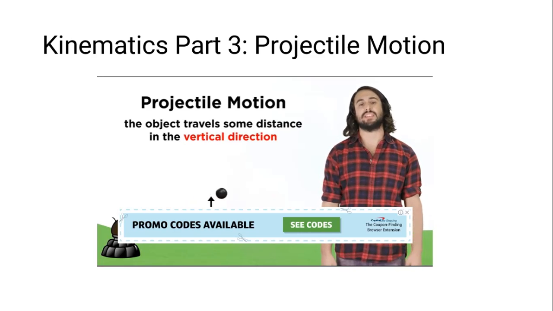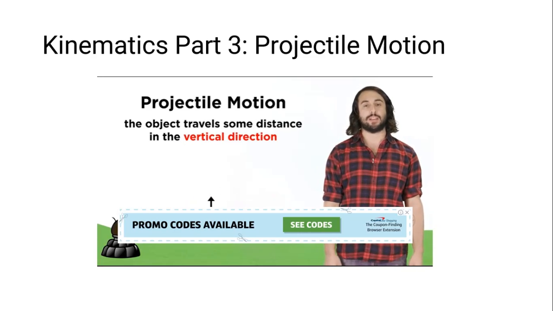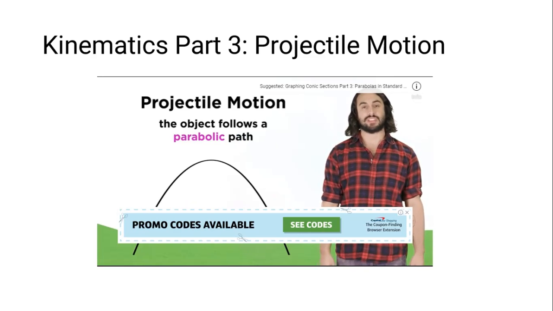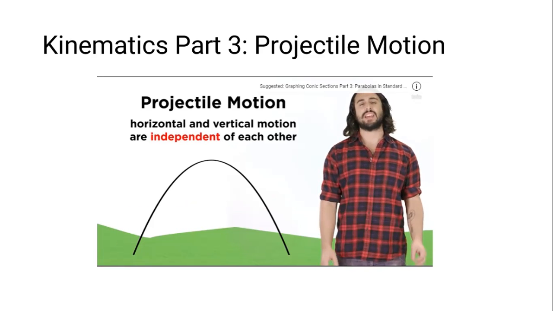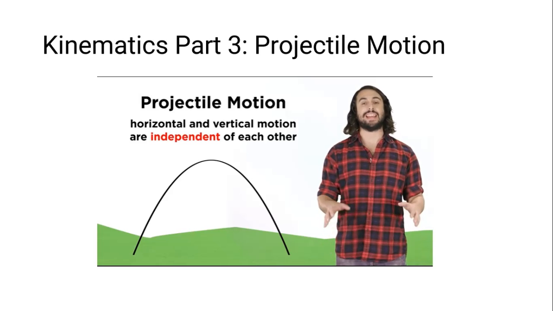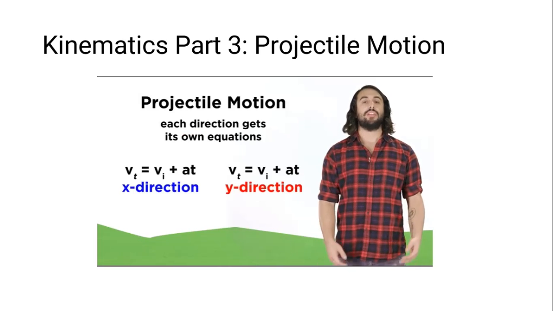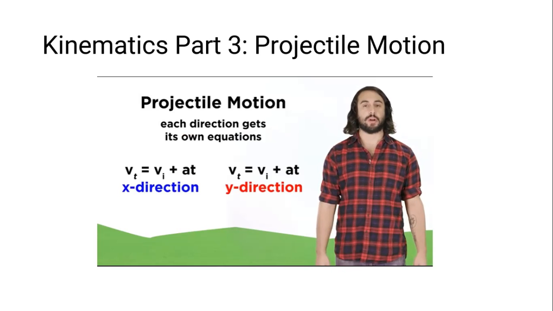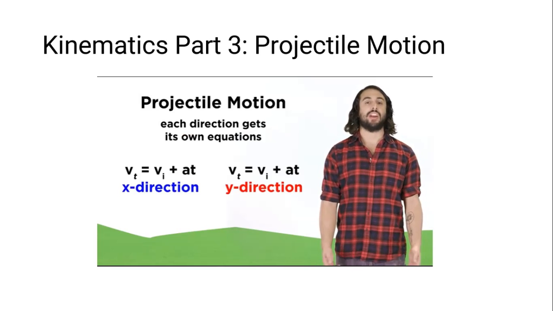Imagine a cannonball being fired at some angle from the horizontal. It will travel some distance up into the air before eventually falling back down and hitting the ground some distance away from the cannon. And we can use a parabola to represent the path of this object. The important thing to understand about these kinds of examples is that the horizontal motion and vertical motion of the cannonball are completely independent of one another. This means we can use separate equations to discuss the motion in each direction.